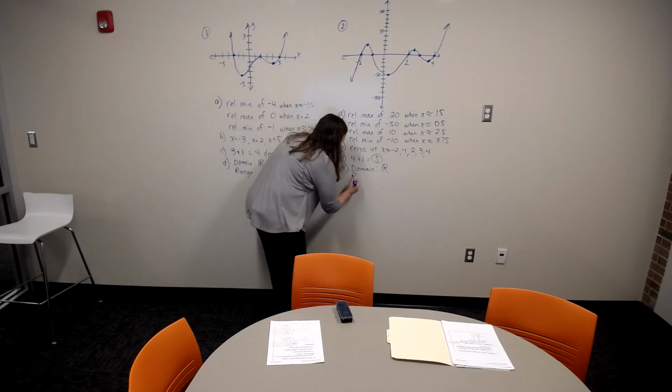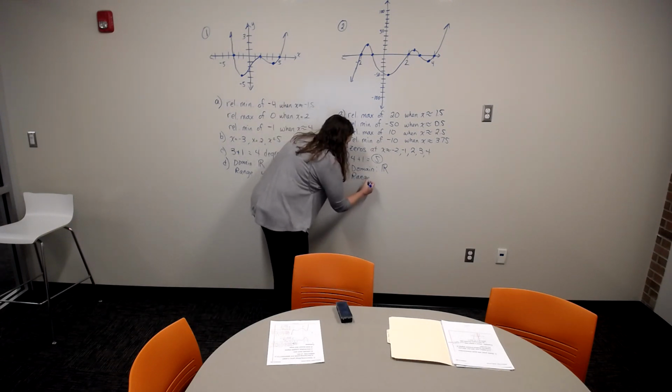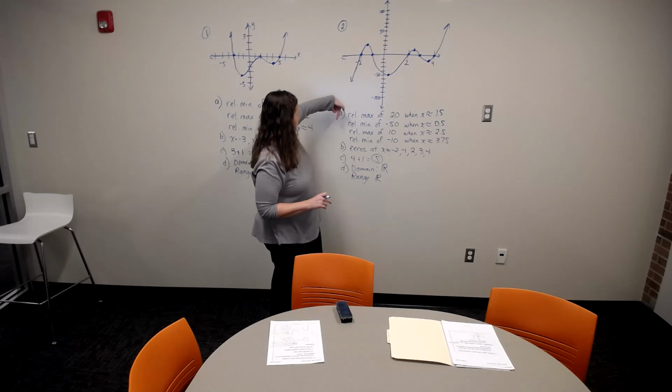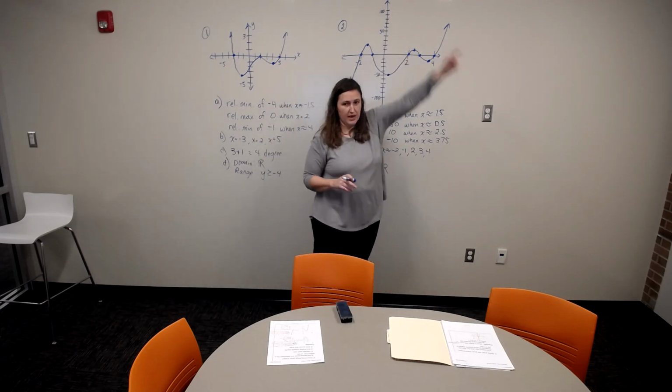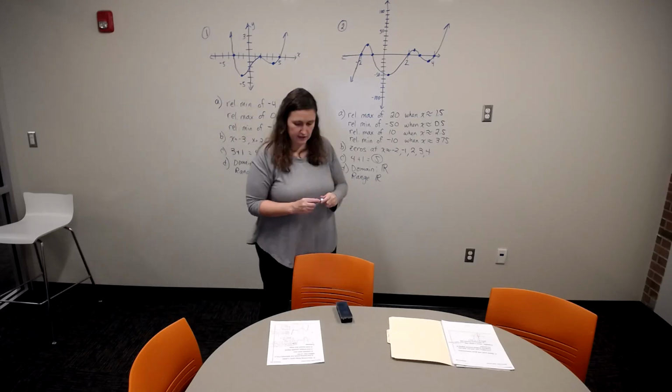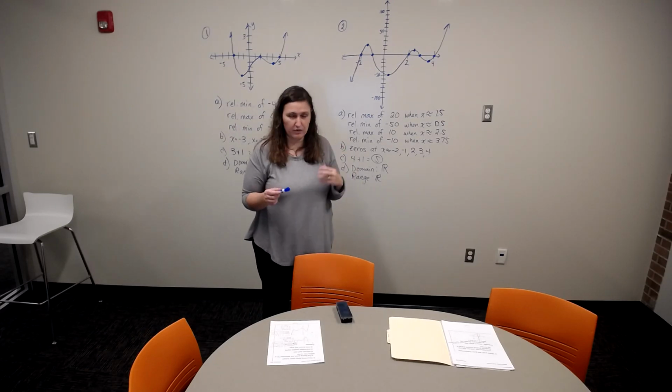Okay, and then the range is also all real because it goes all the way down. We have an arrow going all the way down. We've got an arrow going all the way up. So that one's also all real. Hopefully domain and range is pretty easy. I don't know. I think we've done a lot with that.